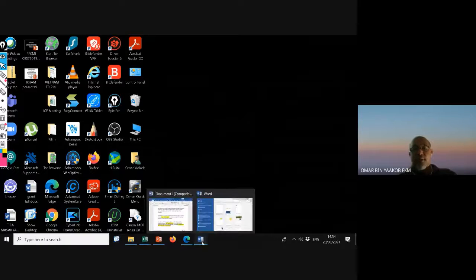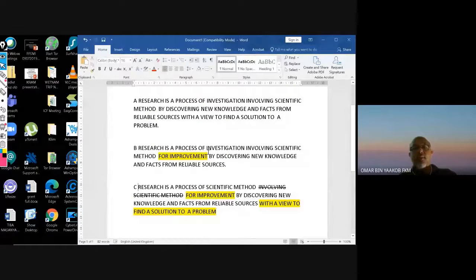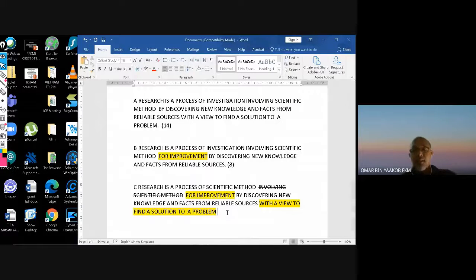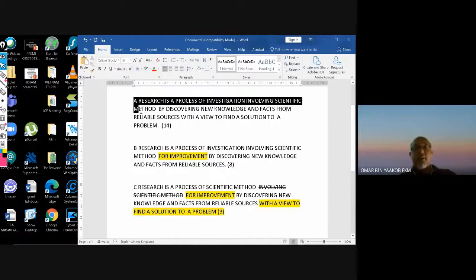I should have written it down. This one was 14. And this one was 8. Yes, correct. And this is 3. Is that right? So some of you have not voted. Some are not taking any sides. So that means this class prefers this one.